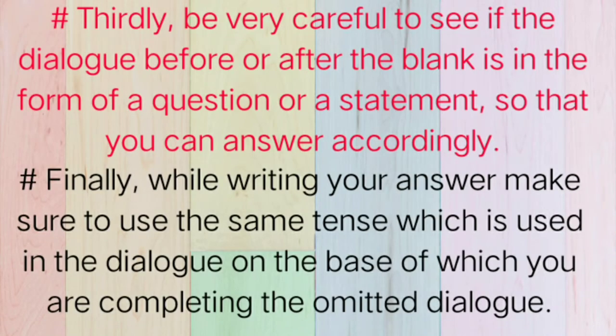The next step for attempting a dialogue completion is that you need to be very careful to see if the dialogue before or after the blank is in the form of a question or a statement so that you can answer accordingly. Finally, while writing your answer, make sure to use the same tense which is used in the dialogue on the basis of which you are completing the omitted dialogue. Because sometimes what happens, the question is asked in the present or any particular tense, but the answer is given in a different tense, so that doesn't make sense. So you need to be very careful regarding this aspect.